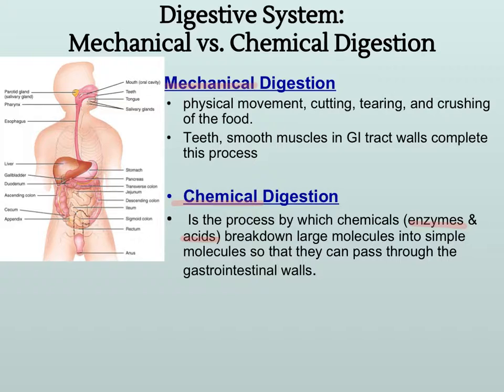This is a really critical step because it doesn't matter how long you chew something. It's never going to be small enough to be absorbed into a cell if it hasn't been further broken down chemically. So you can chew on a piece of bread all day long to your heart's content, but without the help of enzymes, it's not going to be small enough to actually pass through the cells and into the bloodstream and then be delivered to the cells that need to use it for energy.